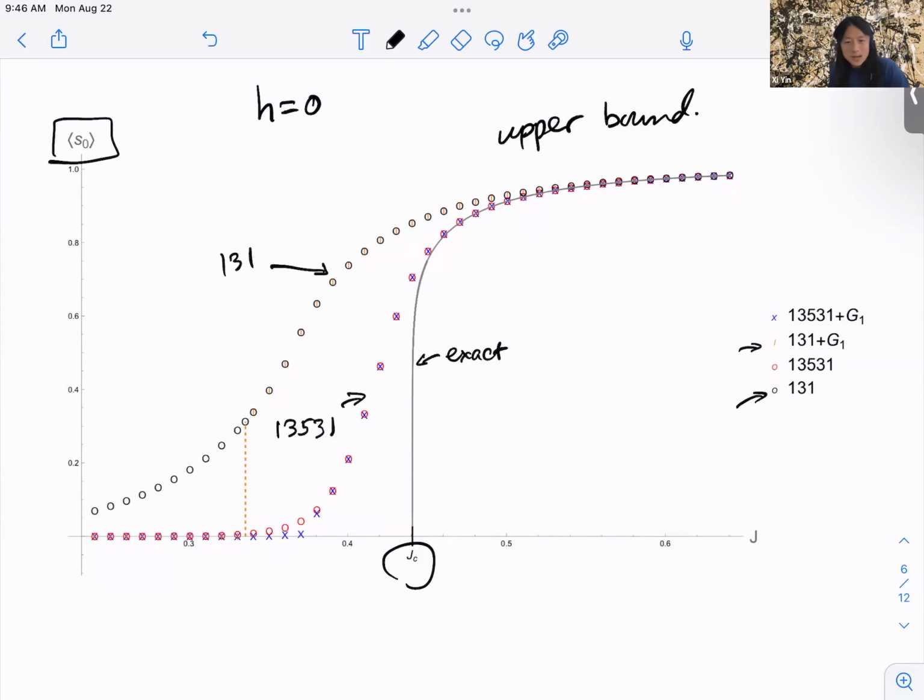And here we also have the option. We also tried the option of including the first Griffith inequality versus not including it. Remember, the first Griffith inequality says that all the moments are non-negative. So that's this G1. It turns out that, for example, in the 131 case, if you include that, a part of this just drops down to 0. But in the 13531 case, if you include the first Griffith inequality, you also have some very small improvements, but not very substantial.